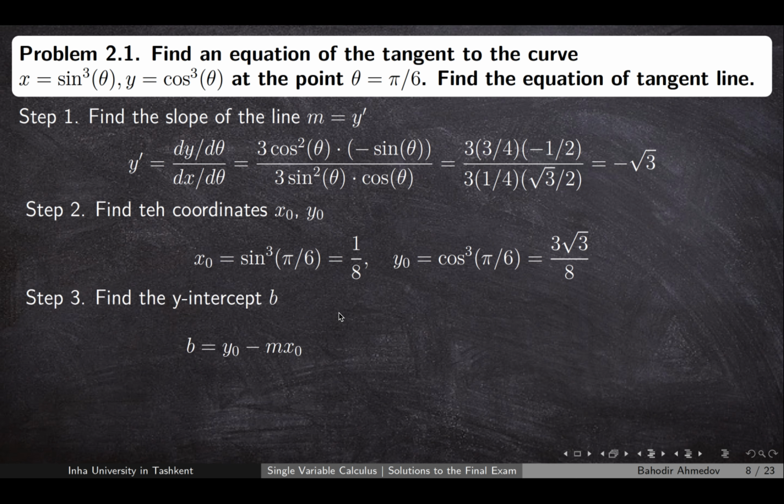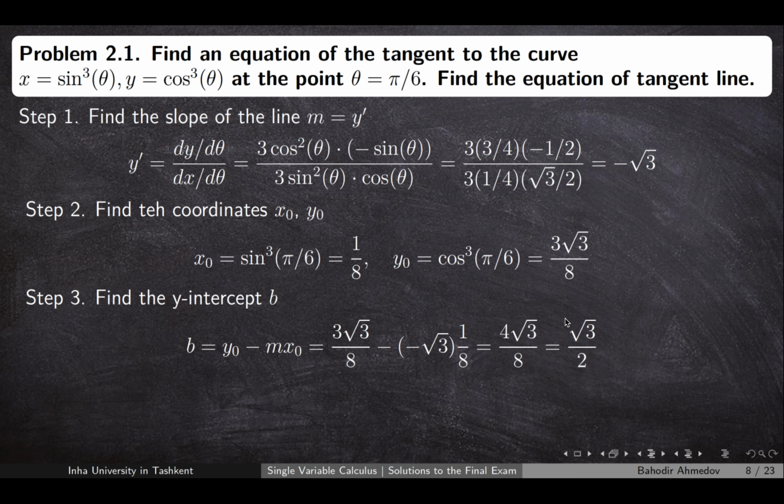And step number 3 is we need to find the y-intercept of the line, which is found by subtracting m x0 from y0. So we just need to substitute all the things which we found in the first 2 steps. So y0 is going to be 3 square root of 3 over 8, m is equal to minus square root of 3, and x0 is equal to 1 over 8. If I substitute everything here, this minus and this minus is going to be plus, and I will have 4 square root of 3 over 8, or square root of 3 over 2.